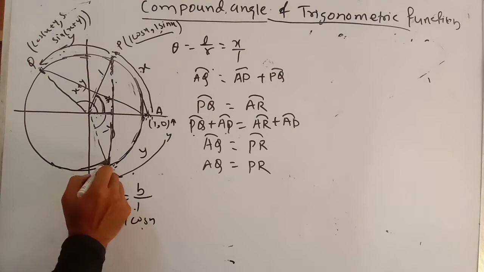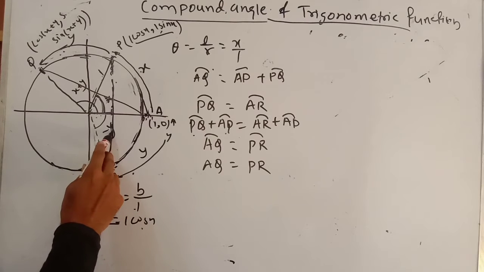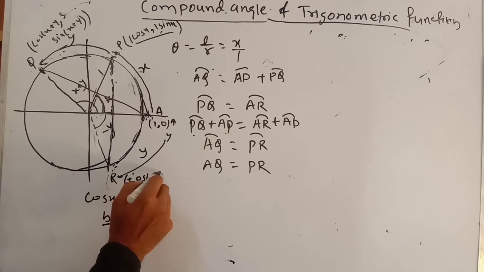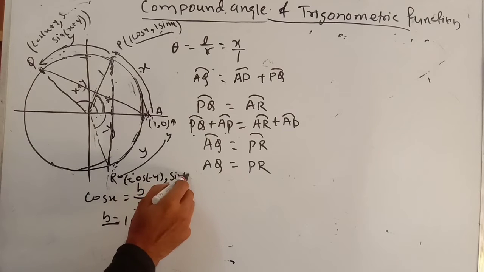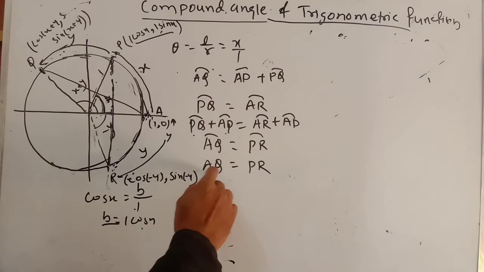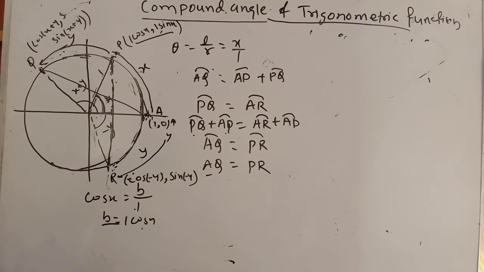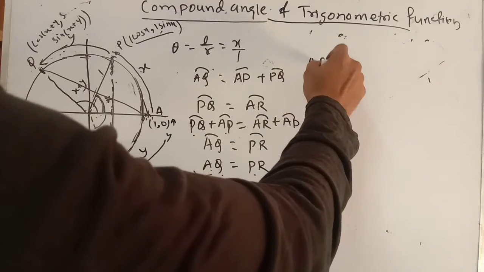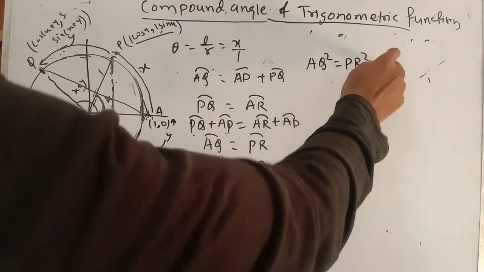Similarly, you can find here also the polar coordinate. Here the angle is minus y, so you can write cos(minus y) and sin(minus y). Now, using the distance formula in coordinate geometry, first find AQ and PR. Since AQ is equal to PR, you can write AQ square equal to PR square.